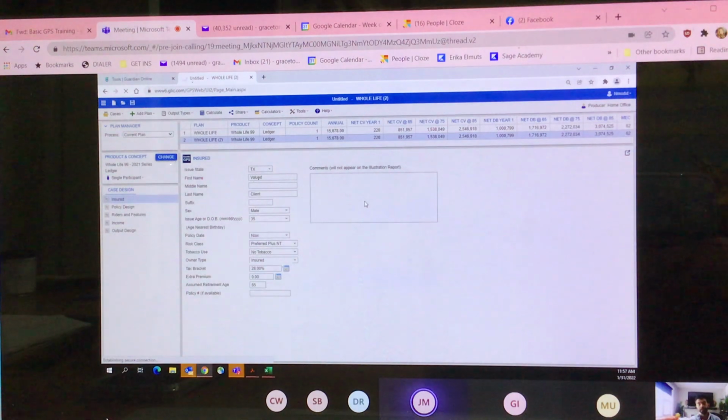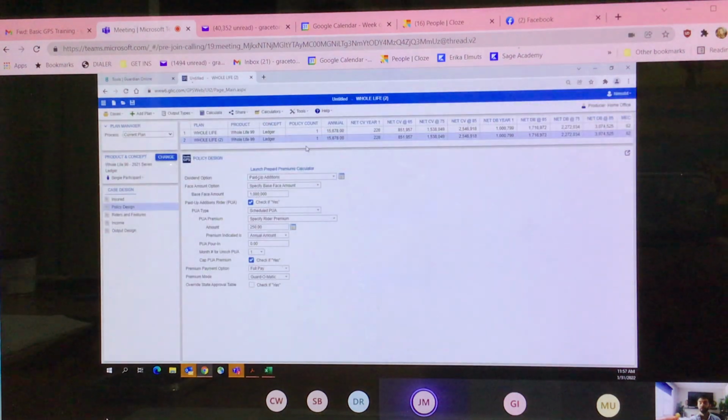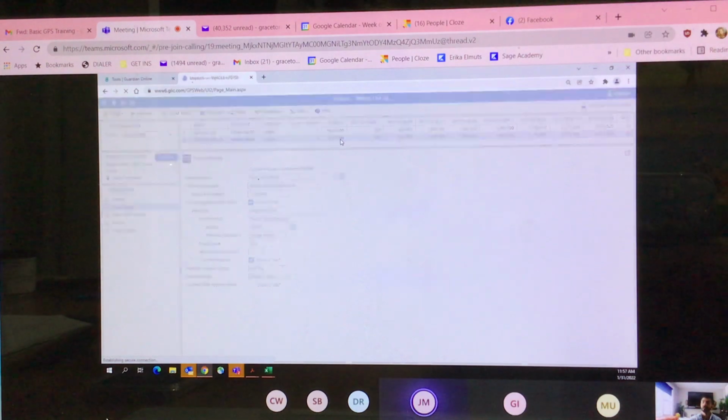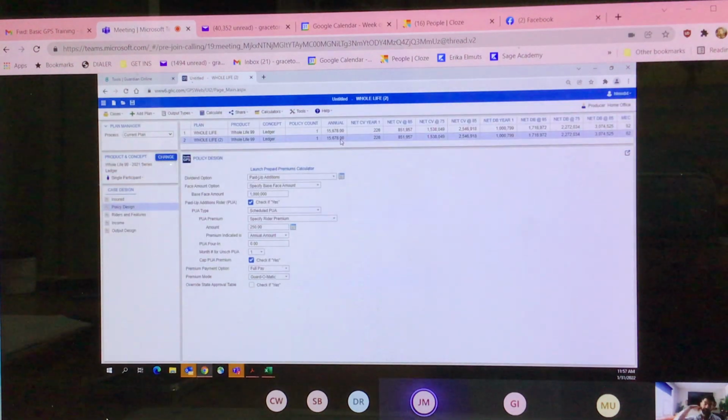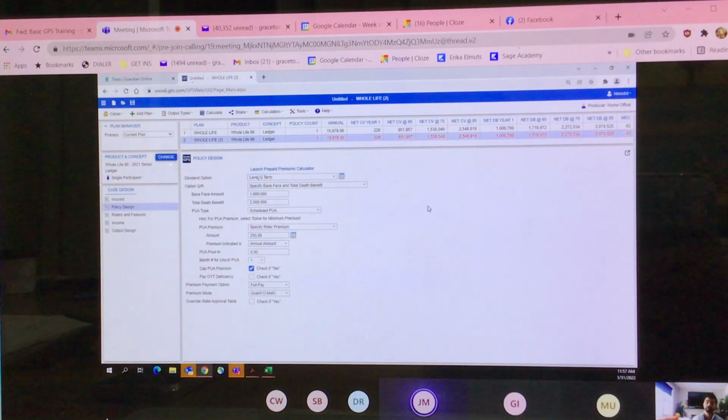If I go to policy design, let's assume I want $1 million of death benefit. I'm willing to give up some cash value, but I just need to get that premium a little bit lower because I can't afford $16,000 right now, and I can probably do about half of that. We go into policy design. I didn't change anything else. We go to what's called level Q term. This is going to create a hybrid whole life term policy. So you can have a portion of term and a portion of whole life.